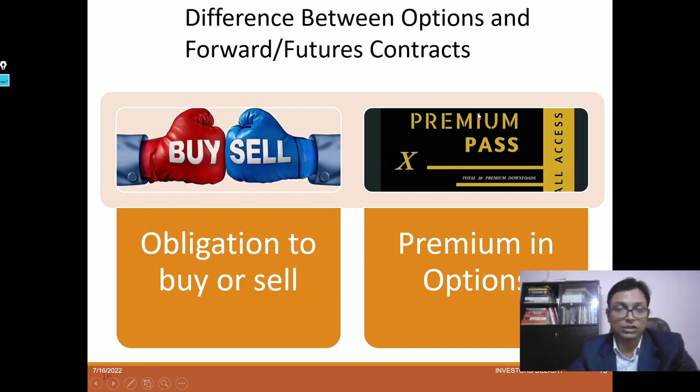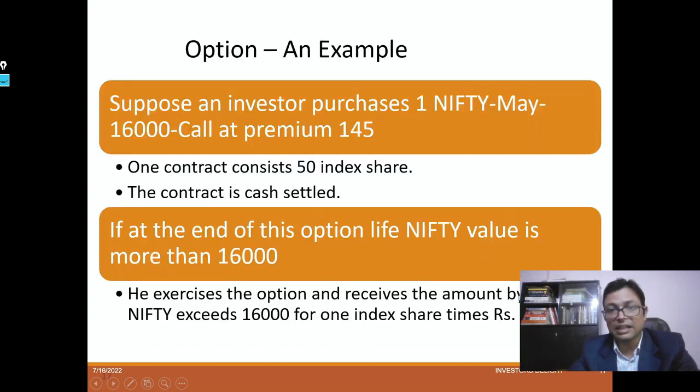We have to know more about all these things, like what is the difference between options and forward futures contracts. So forward futures are in some ways similar, but options are different because of the buy sell strategy involved in the options versus the future and forward. Option is a non-linear payout, whereas forward futures are linear payout. Obligation to buy or sell is different in future and different in option. Premium paid in options is a different case altogether. In futures we don't give premium, but we use lots of leverage. So all these things are there, and we'll also see an option example.